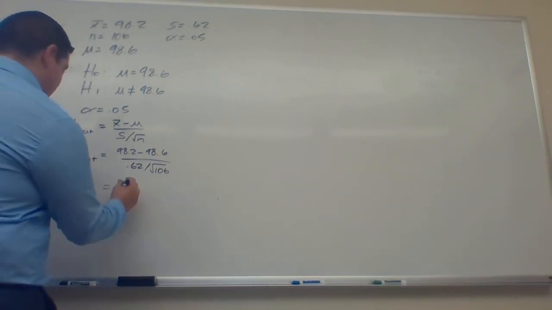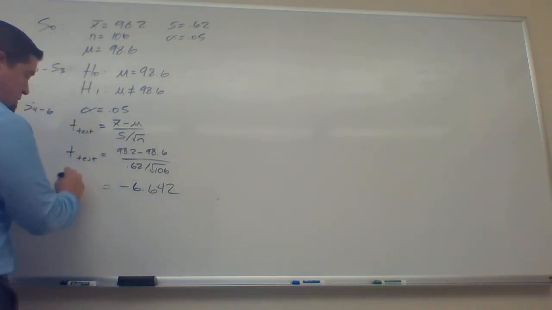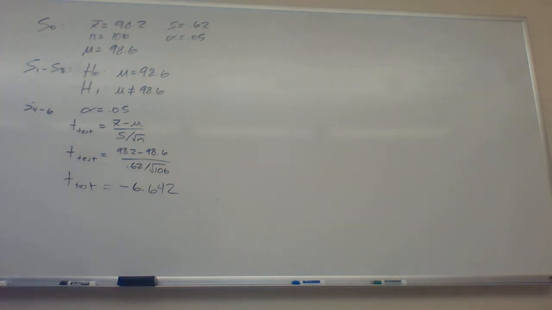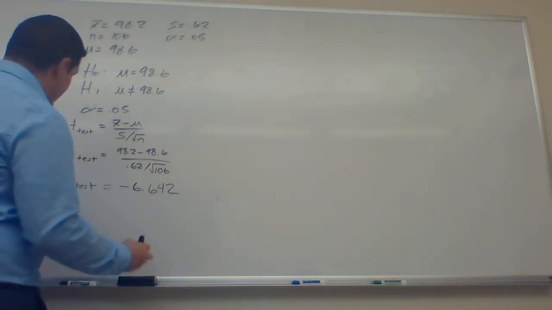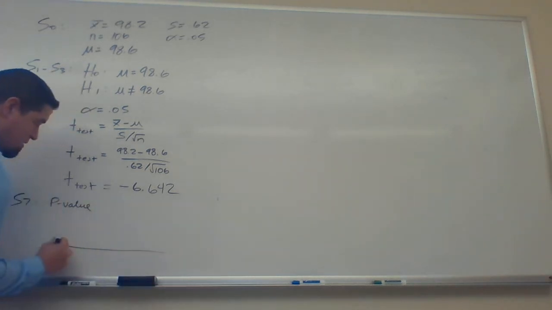Okay, so I get negative 6.642 as my t-test. Okay, and here they didn't really specify what to do, so we'll just have to decide if we want to do p-value method or not. So let's go ahead and do it both ways. I'm going to do a p-value method. So here's the picture for p-value.